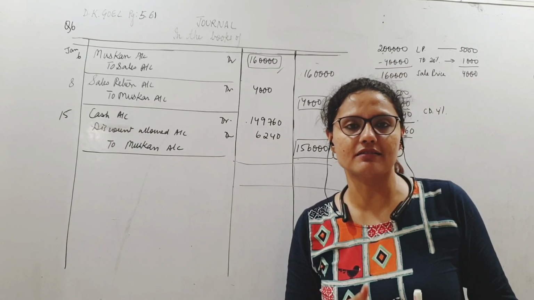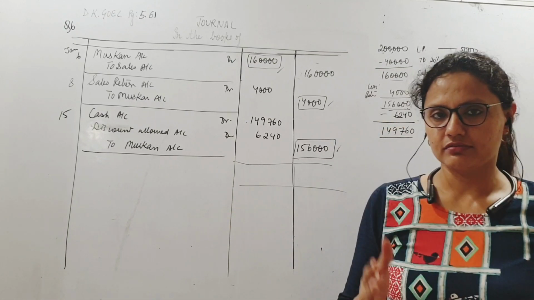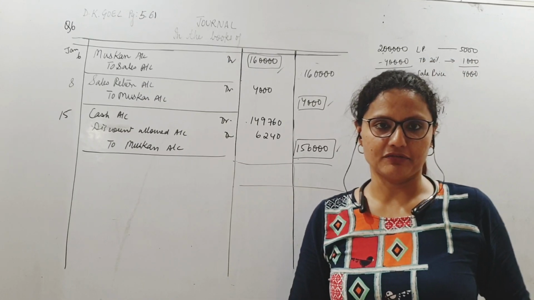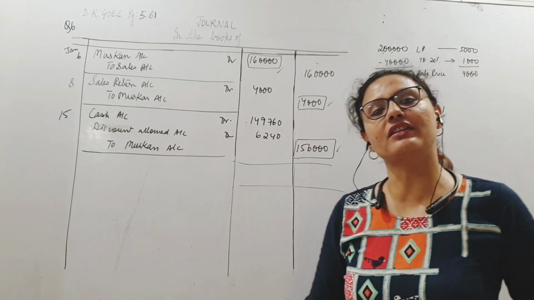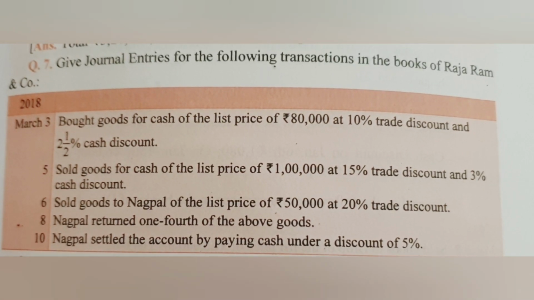So practice more such sums. And we'll take one more sum where we have both purchase and sale combined. Okay, a little more practice. Question number 7. Sum number 7 goes like this.